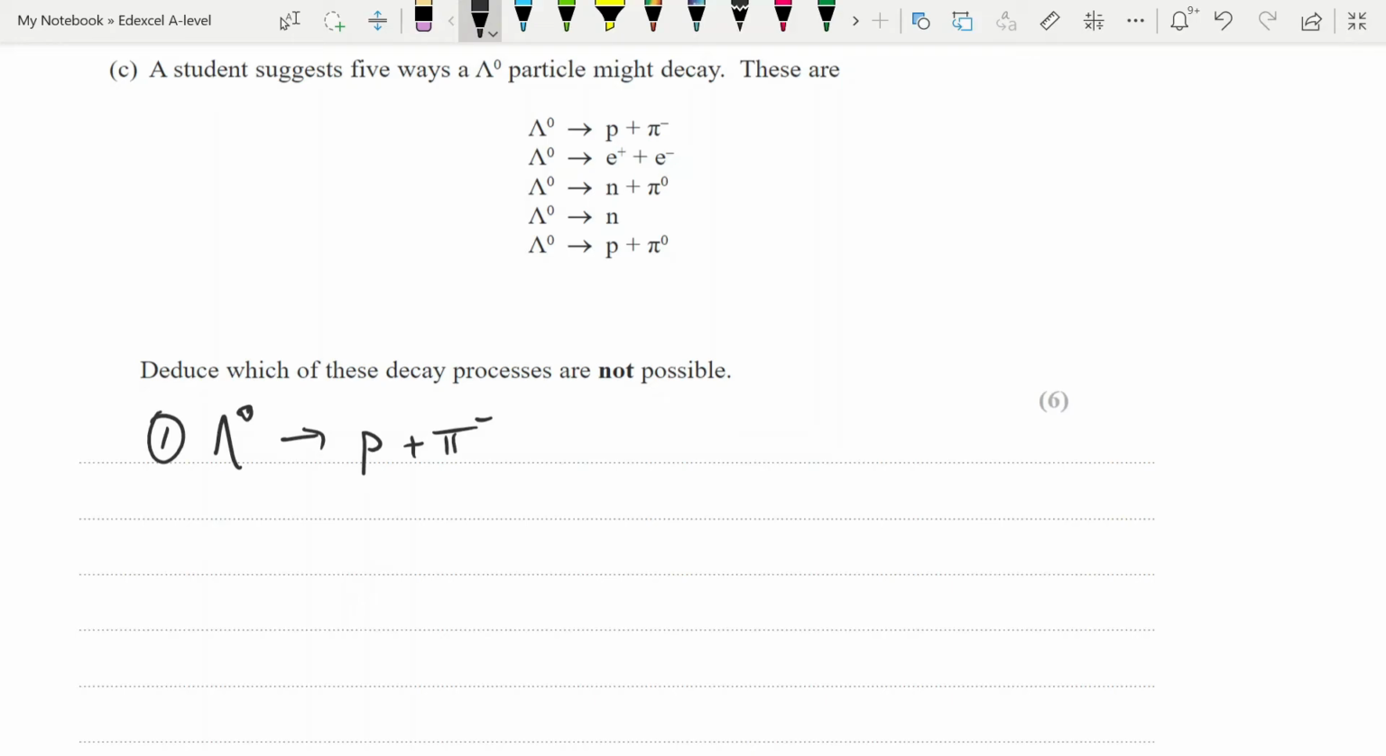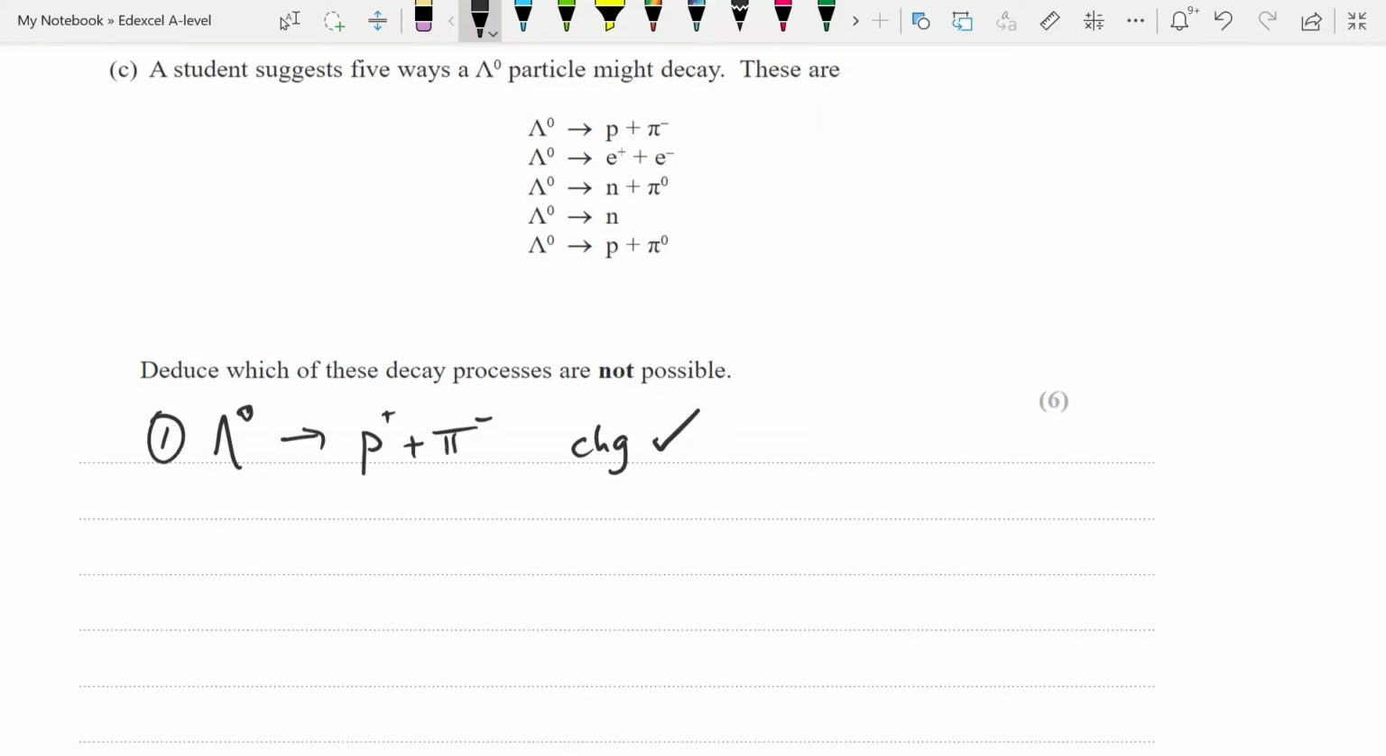They're suggesting a lambda particle decays into a proton. They haven't put the plus, but we can put the plus in. And a pion. Now you need to know at this point that a pion is a meson, and therefore is made up of a quark and an antiquark. Alright, we start with charge, because that's the easiest one. We've got neutral, we've got plus, we've got minus, so in terms of charge, we're all good.